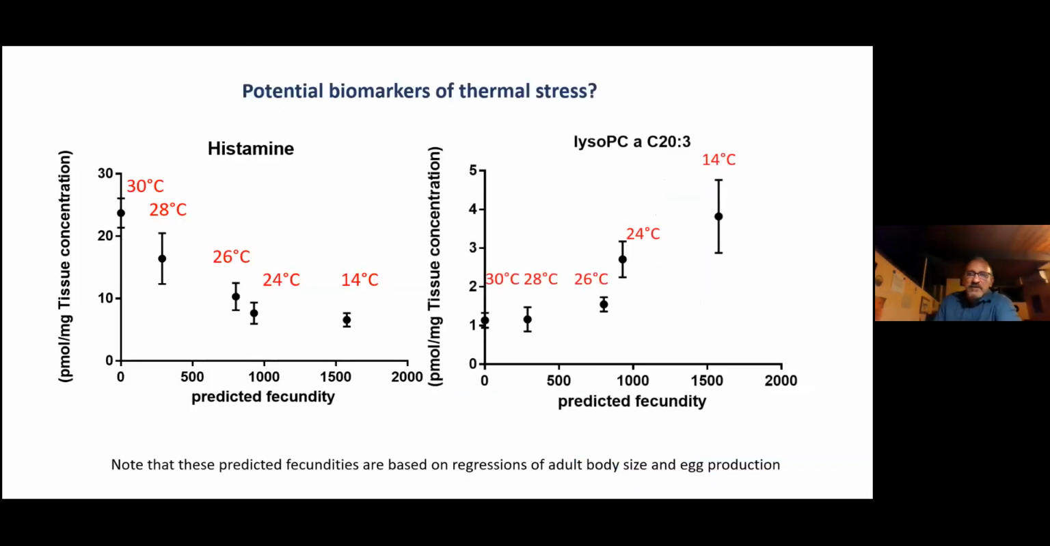In terms of potential biomarkers of thermal stress, we see histamine as a pretty good biomarker that moves in relation to temperature and is linked to predicted fecundities based on the sizes of the animals at emergence. We don't really have a predicted fecundity for this one, which is why it sits on 0, because there is no fecundity at 30 degrees. The other thing that we see is a nice temperature response with this lyso-PC lipid.